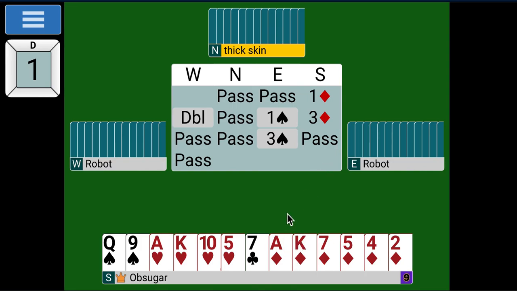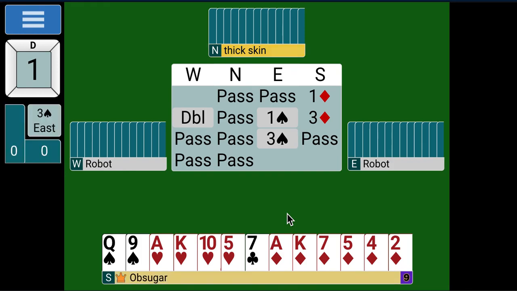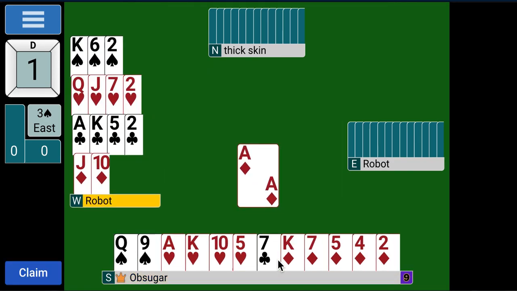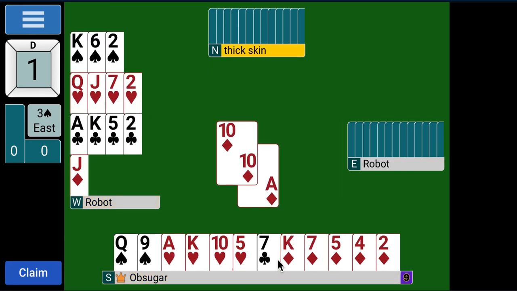Thick Skin's got a lead here, and oh, he's got a pass. Sorry, and then I got a lead. And I'll start off with the ace of diamonds. All right, so now we get a picture of the whole hand.